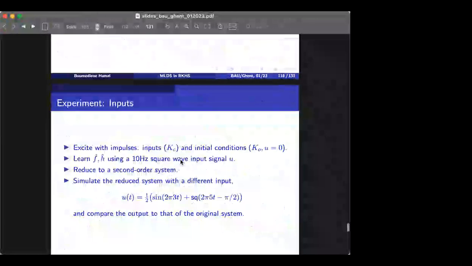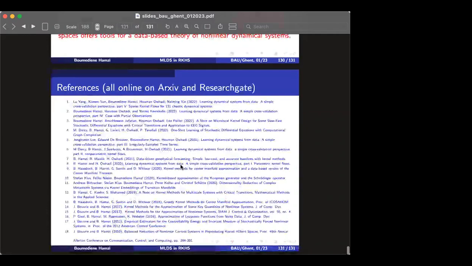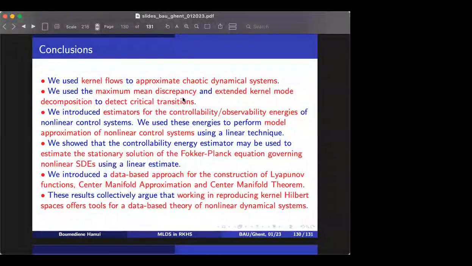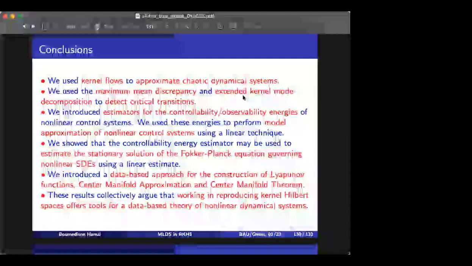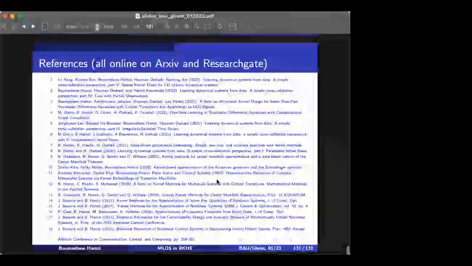Okay, I'm just going to conclude. Here we used the method of kernel flows to approximate chaotic dynamical systems. We used the maximum mean discrepancy and extended kernel mode decomposition to detect critical transitions. I didn't talk about this, but I also talked about a data-based approach to construct Lyapunov functions and approximate center manifolds, and we also have a weak data-based version of the center manifold theorem. With all these results, we collectively argue that working in reproducing kernel Hilbert spaces offers tools for a data-based theory of dynamical systems.